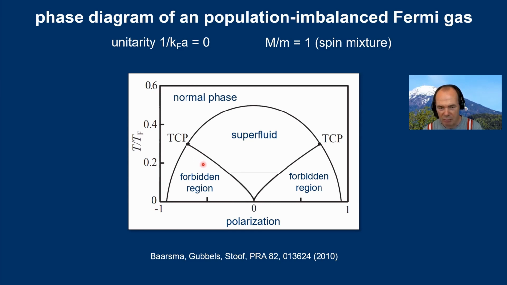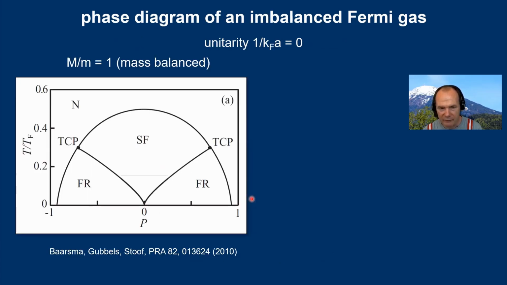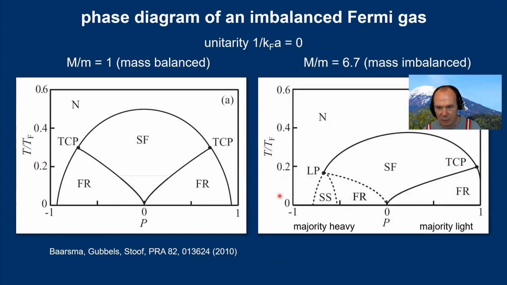There's nothing exotic here. Maybe in a super small region, there might be some exotic superfluidity, which we cannot reach experimentally. But now we look into a similar phase diagram for a system which has different masses, a mass imbalance system, like lithium, potassium, mass ratio 6.7, or dysprosium, potassium, mass ratio 4. And then the phase diagram looks a little bit different, it looks distorted.